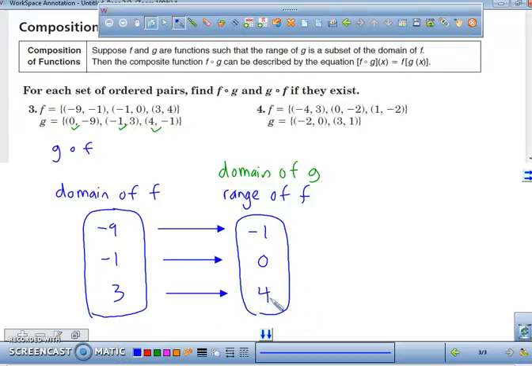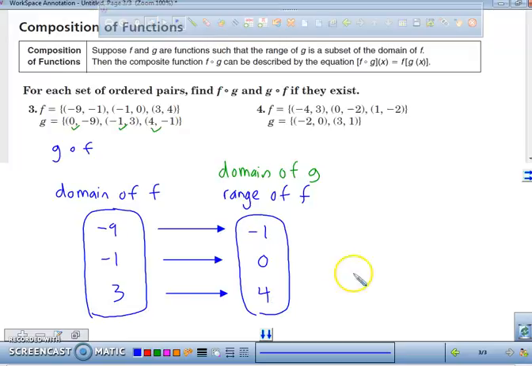If one of them is missing, then it doesn't exist. They all have to work. That's a good question. They all have to work.